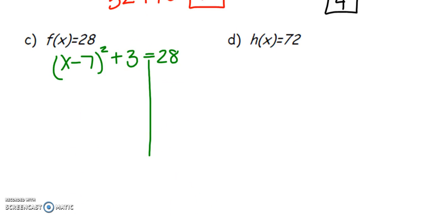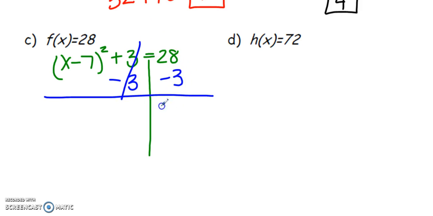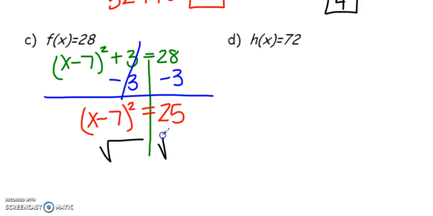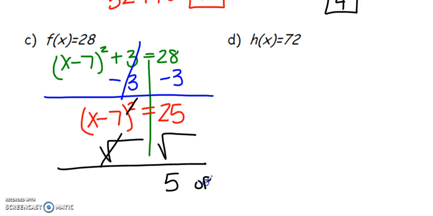So first thing I'm going to do is get rid of the guard, which is the plus 3. Opposite would be to subtract 3. So this comes out to 25 on the right, x minus 7 squared on the left. Because there are no more guards, we have to get rid of the squared by applying a square root. Now remember, anytime you do the square root of a number, you could get the positive answer or the negative answer, even though your calculator only shows you one result.